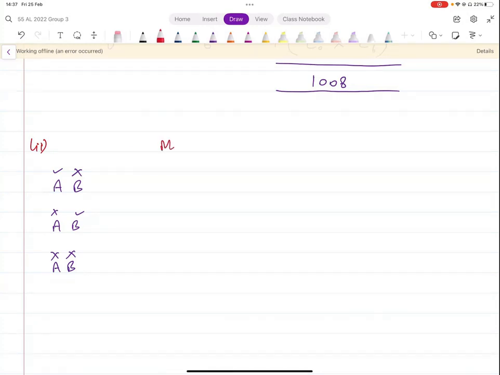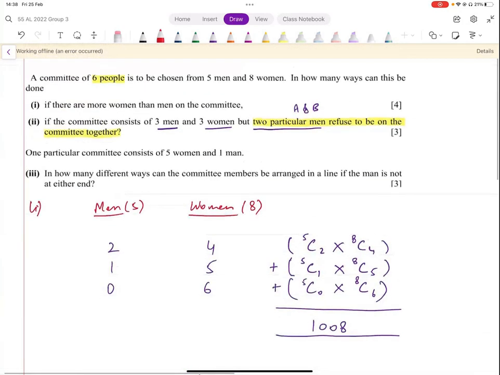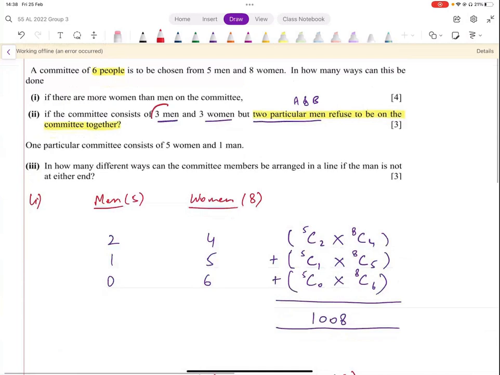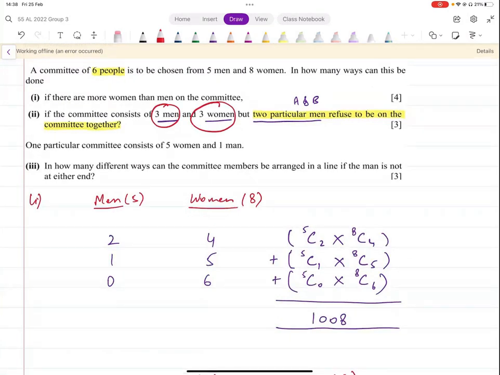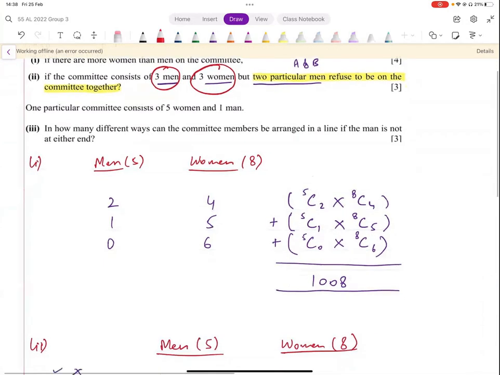Now, what was the total number of men that we had? We had 5 men in total. And what about the women? We had 8 women in total. So what do we have to do? We've got to choose a committee that consists of 3 men and 3 women. 3 hi choose karne, 3 men and 3 women. So there's no restriction on women.